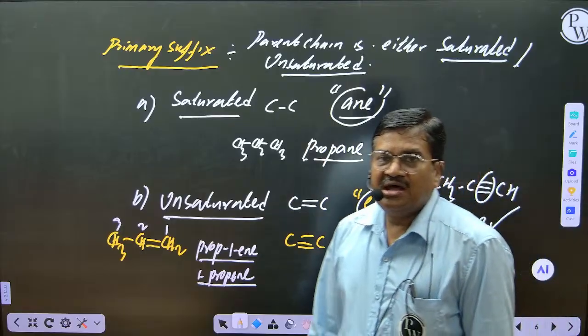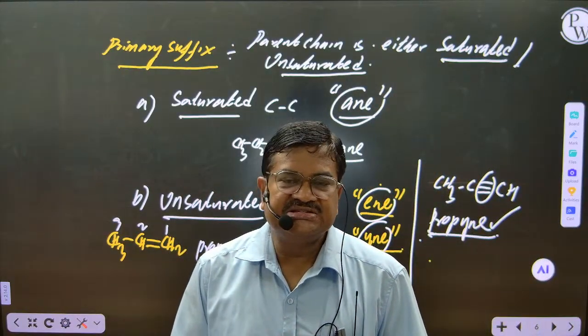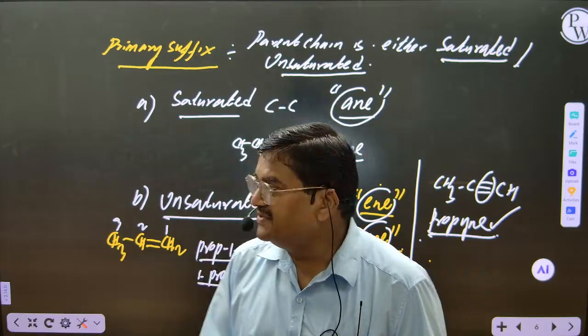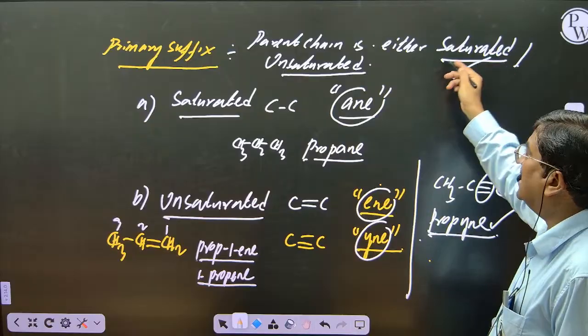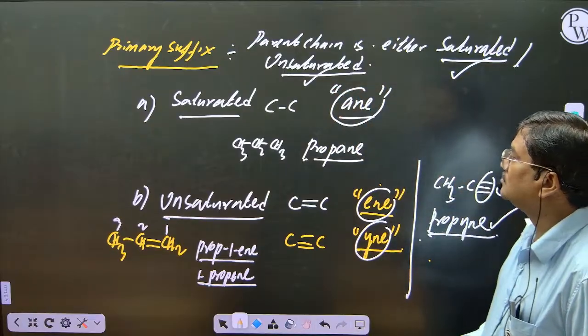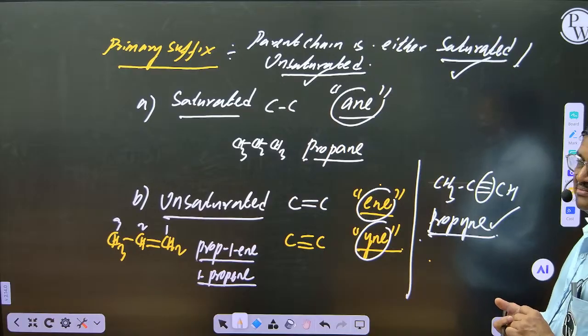Up to this clear, all of you? So till now I taught you word root. Word root is followed by suffix. In that suffix we have primary suffix. Primary suffix tells whether the parent chain is saturated or unsaturated. Clear up to here, all of you?